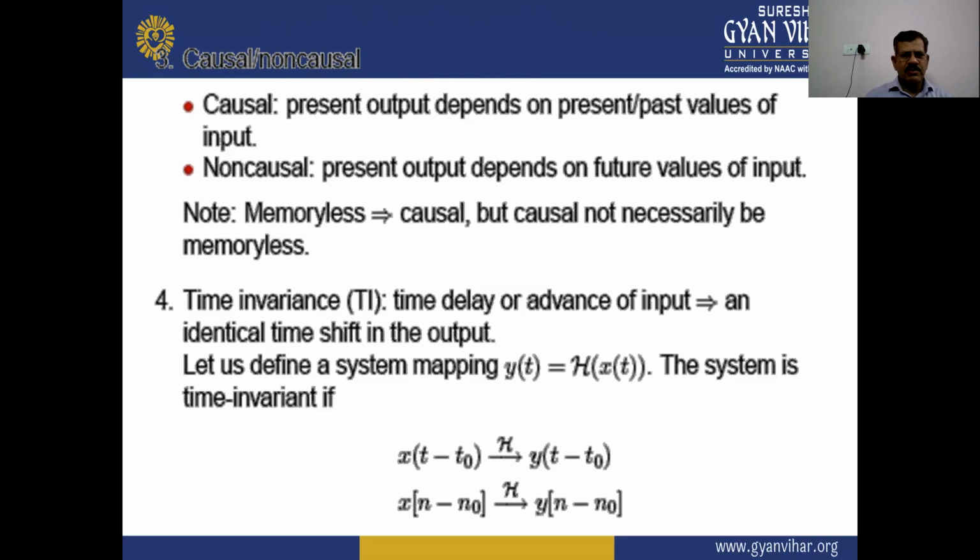Next one is the time invariance, TI: a time delay or advance of input gives an identical time shift in the output. So let us define a system mapping y(t) = H{x(t)}. The system is time invariant if x(t - t0) tends to y(t - t0), and x[n - n0] tends to y[n - n0].